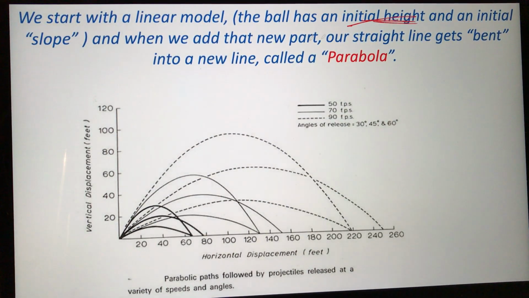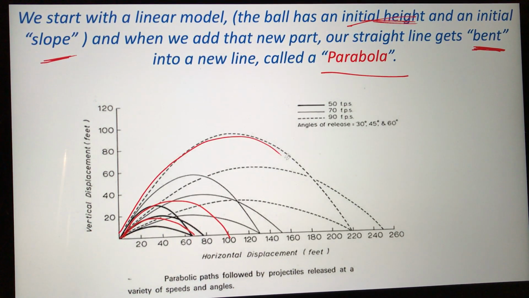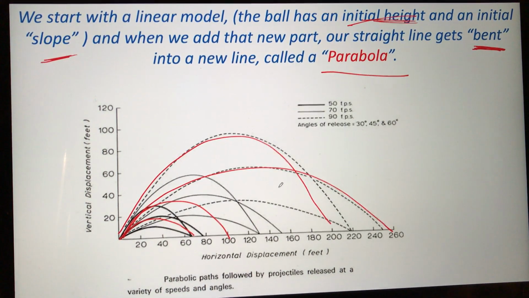So we start with our linear part. We have an initial height and an initial slope. And when we add that new part, our straight line gets bent into a new line. And that new line is called a parabola. So here are some examples. Imagine you're playing baseball. You could hit a short little shot to there, or maybe a little farther to there, or maybe have a really high hit and it lands there, or maybe hit it kind of high and it lands way over there. These are all versions of parabolas.